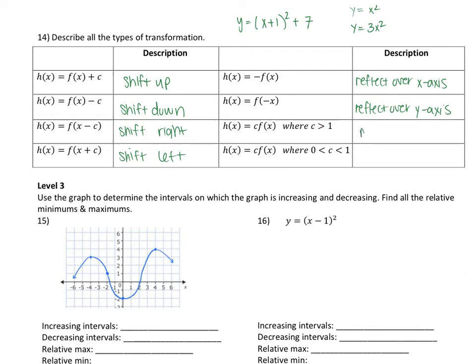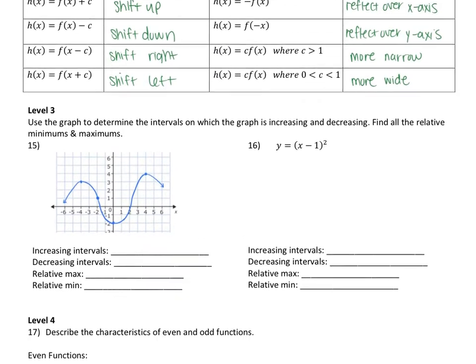And if your coefficient happened to be a number between 0 and 1, so usually a fraction or a decimal, this causes it to have a wider, so more wide type of curve. And that's all the different types of transformations you can have.